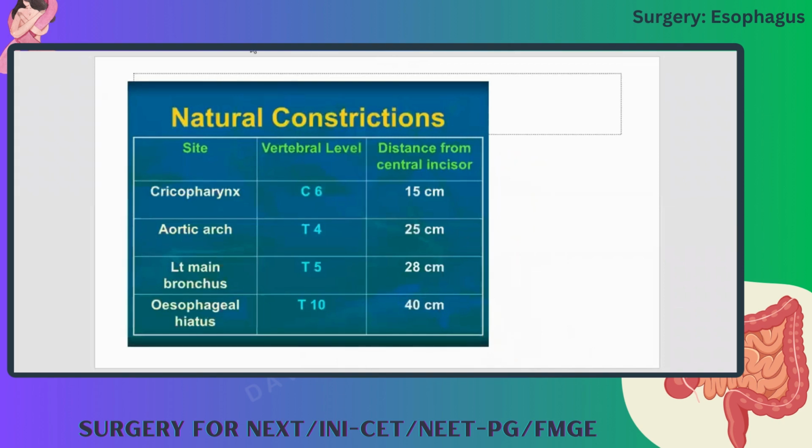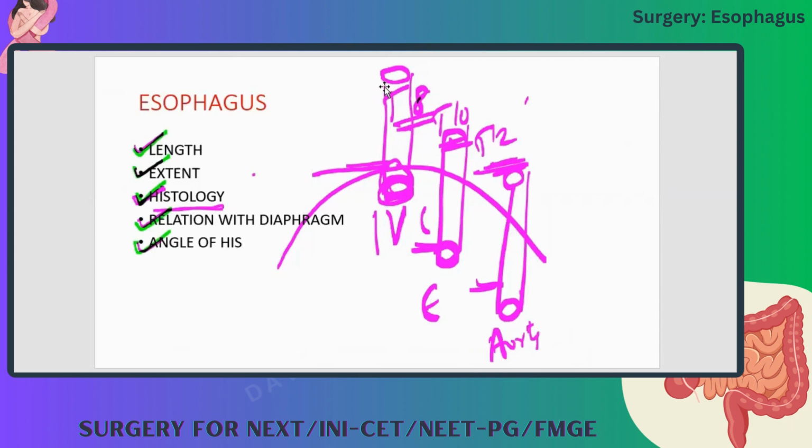So if this is clear, then we'll move on to the natural constrictions. Sir, if the angle of His is not maintained, what will happen? There will be reflux of gastric contents into the esophagus. It should never happen.